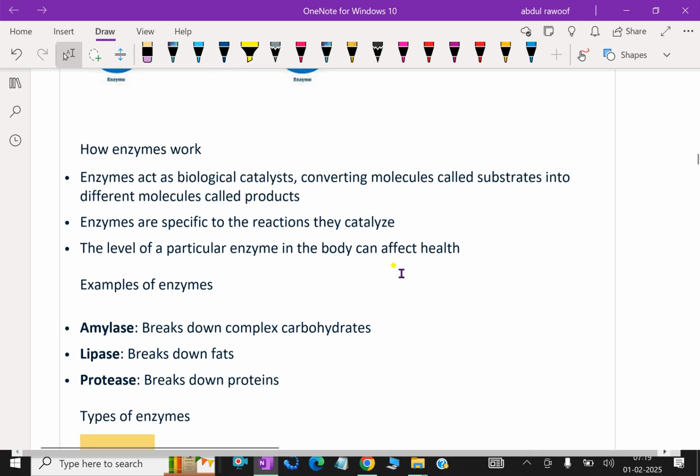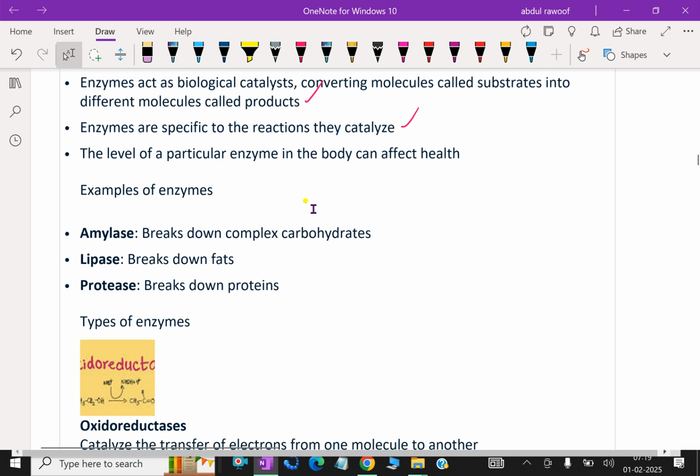How do enzymes work? Enzymes act as biological catalysts, converting molecules called substrates into different molecules called products. Enzymes are specific to the reactions they catalyze. The level of a particular enzyme in the body can affect health.